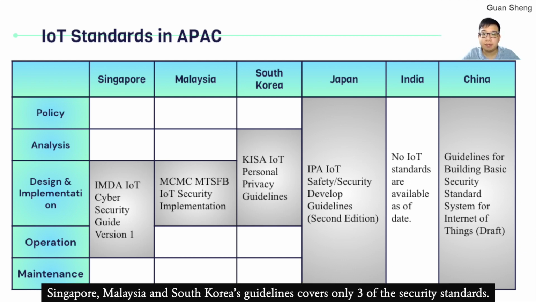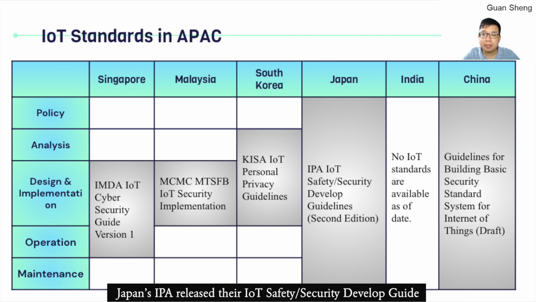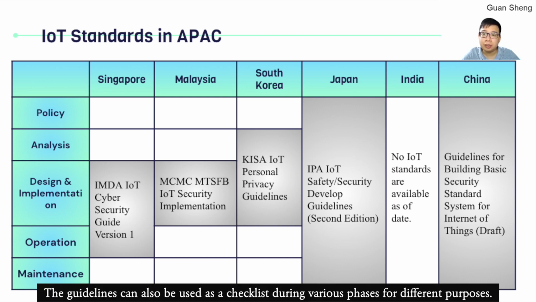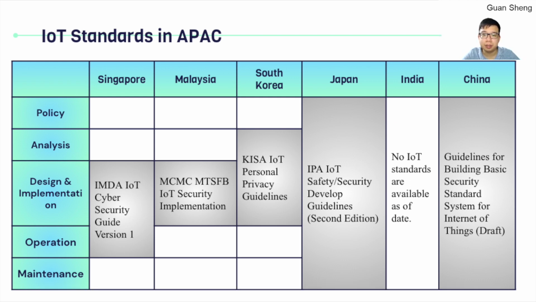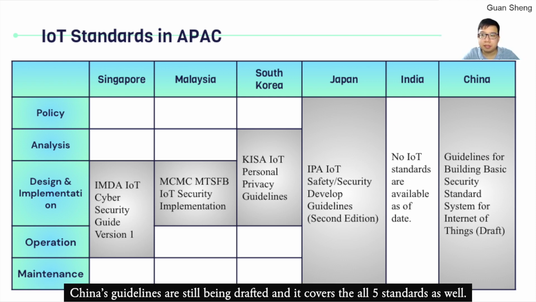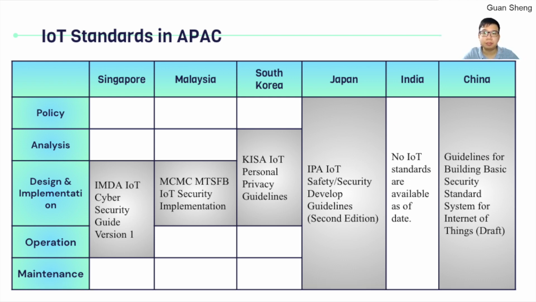Singapore, Malaysia, and South Korea's guidelines cover only 3 of the security standards. Japan's IPA released their IoT Safety Security Development Guide that has 17 guidelines covering all the 5 stages. The guideline can also be used as a checklist during various phases for different purposes. China's guidelines are still being drafted and it covers all the 5 standards as well.